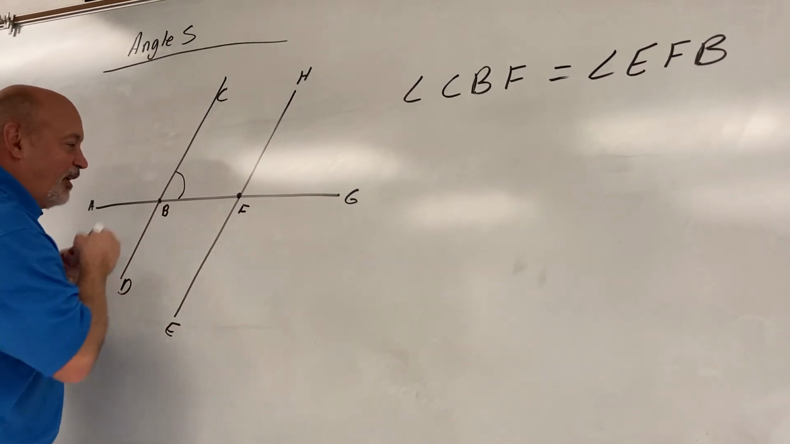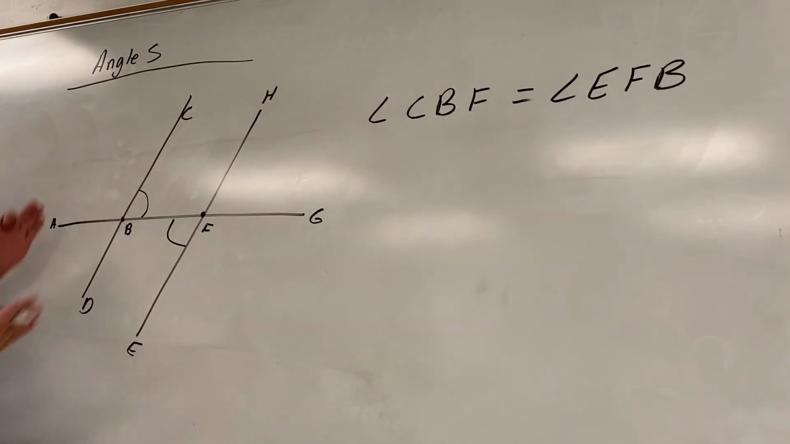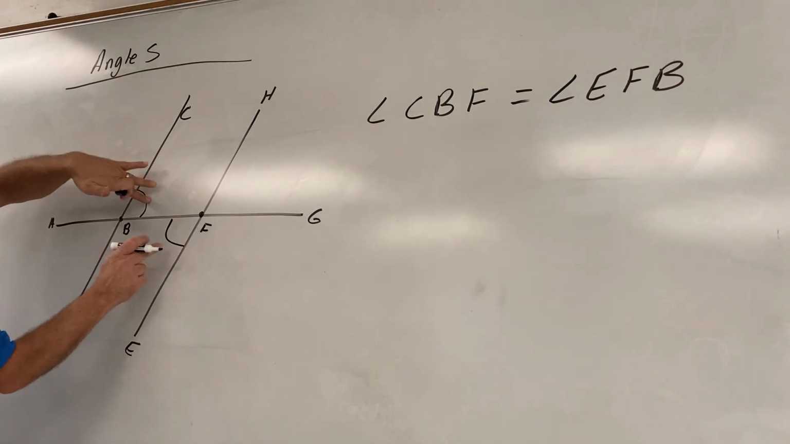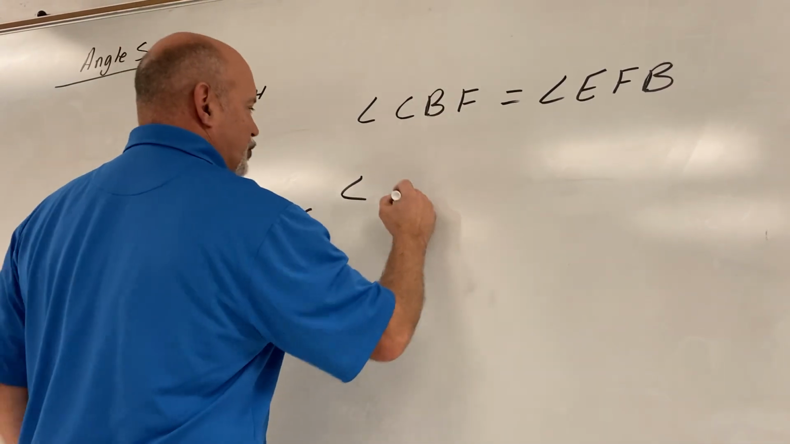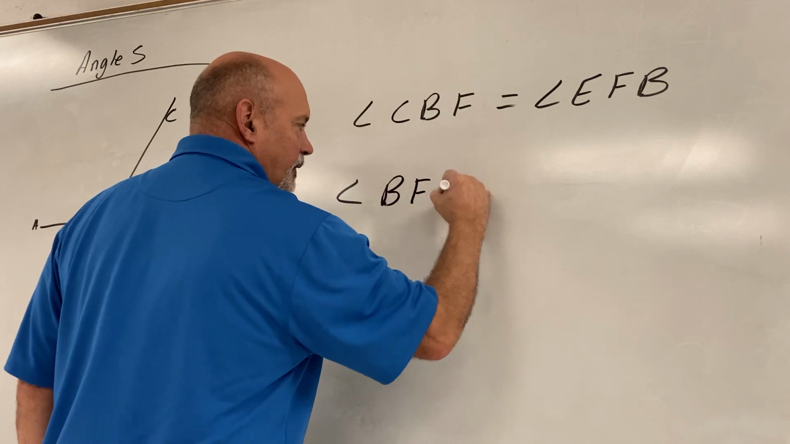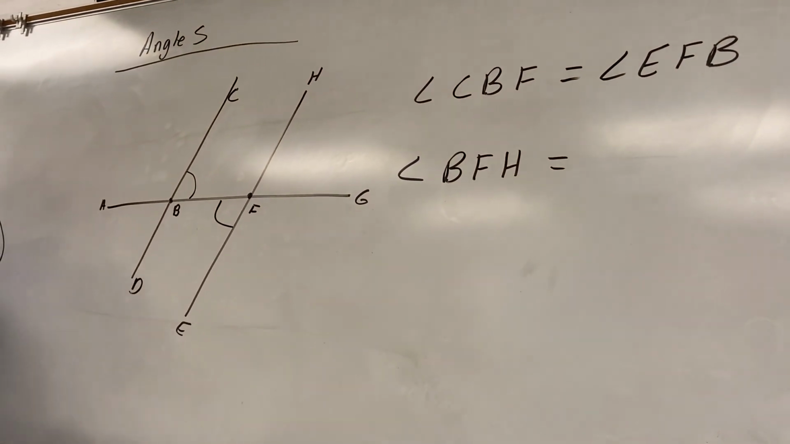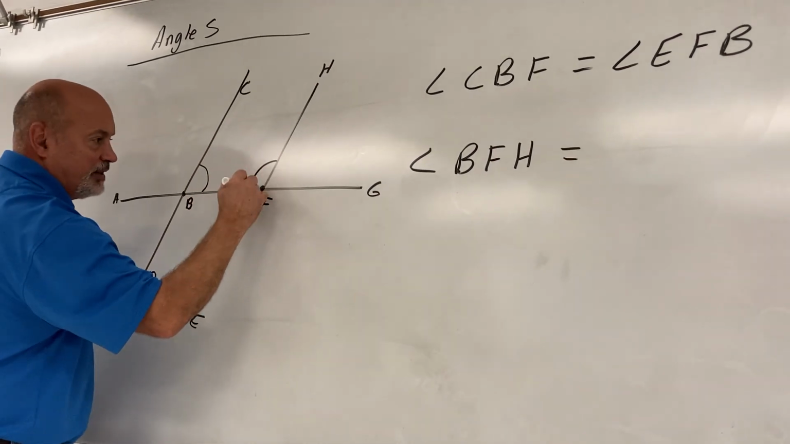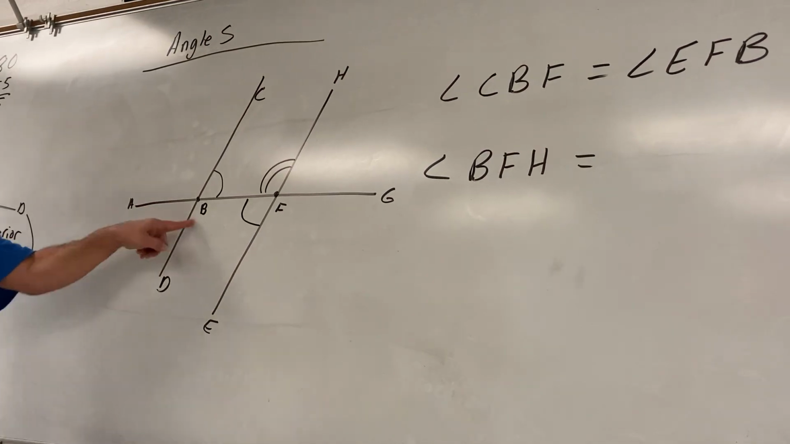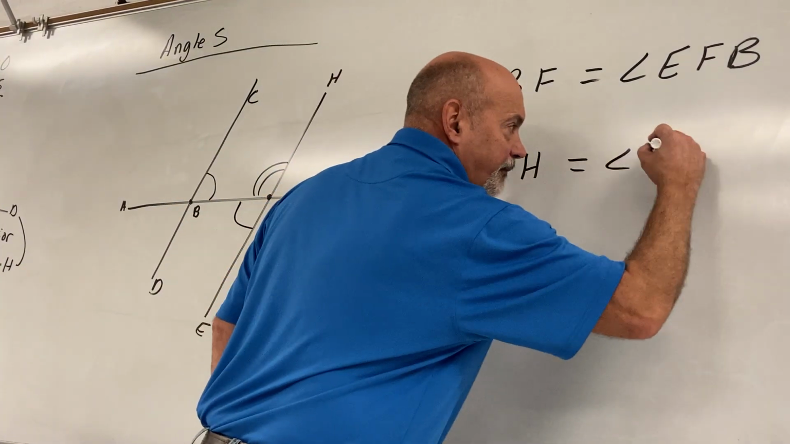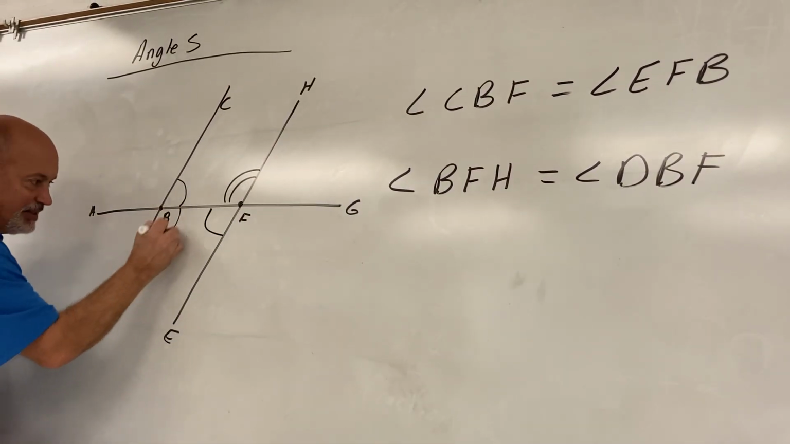EFB would be the alternate interior angle. Do y'all agree? They're both on the interior, and they're on opposite sides. All right, how about angle BFH? Give me the alternate interior for BFH. I'm going to put 2 lines on that one. There's BFH. Maddie? DBF. I agree with DBF. So that one matches up with this one.